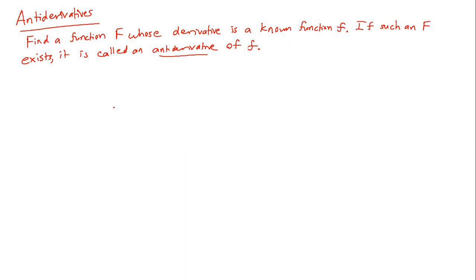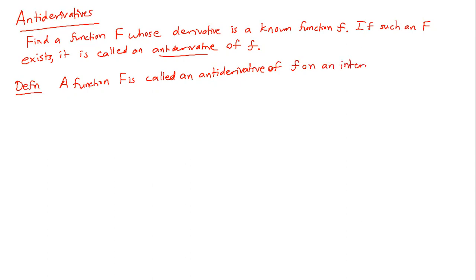And so the definition of an antiderivative is that a function F is called an antiderivative of f on an interval I if F prime of x equals f of x for all x in I.